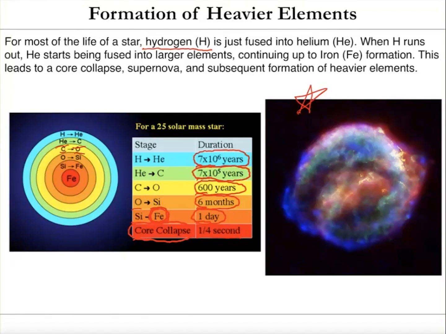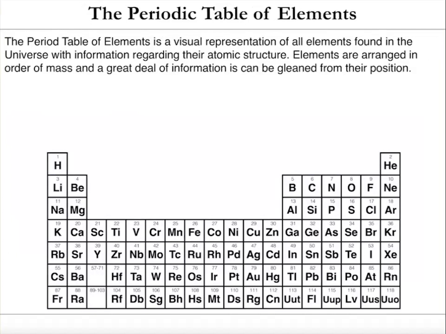We honestly are all made of stardust, because every element heavier than iron is formed from, and these lighter elements as well are formed in stars and then released through these massive supernovas. And so that brings us to the periodic table of elements. The periodic table of elements really is one of the most important discoveries that humans have ever made.